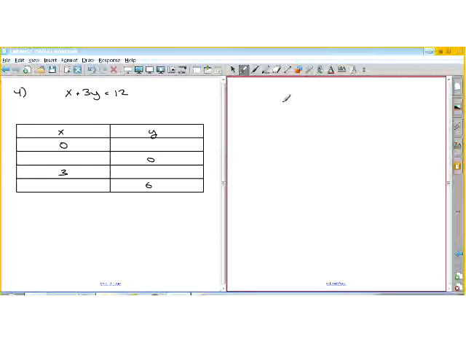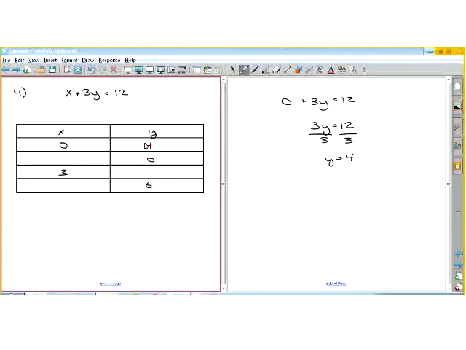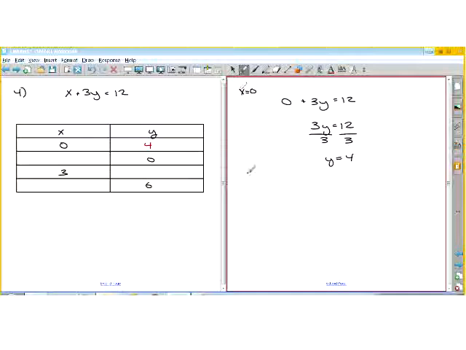So we have 2 variables here, but if I plug in x equals 0, plug in 0 for x, I get that. I can just drop the 0. I can divide both sides by 3. Solve for y. I get 12 over 3 is 4. So that's the y coordinate that corresponds to the x value. Okay, so that was when x equals 0. So the corresponding value is y equals 4.